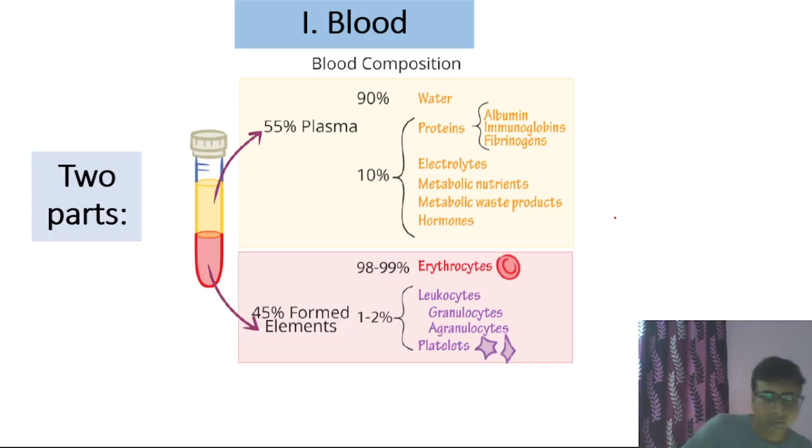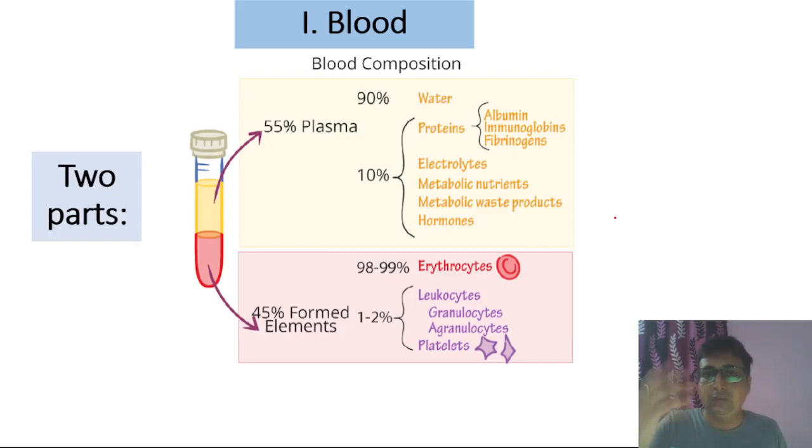Albumin helps in maintaining osmotic balance, immunoglobulins help in the defense system, in the maintenance of our immune system, and fibrinogen helps in blood clotting or blood coagulation, with the help of the other clotting factors as well as the platelets.